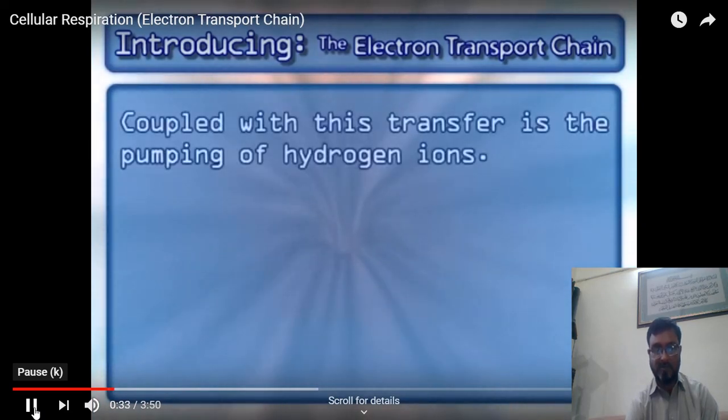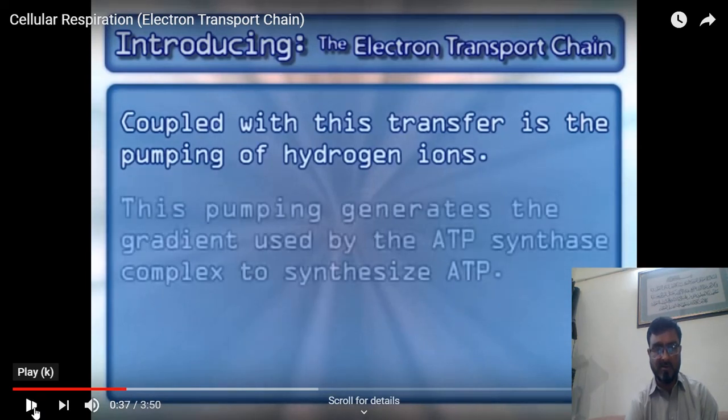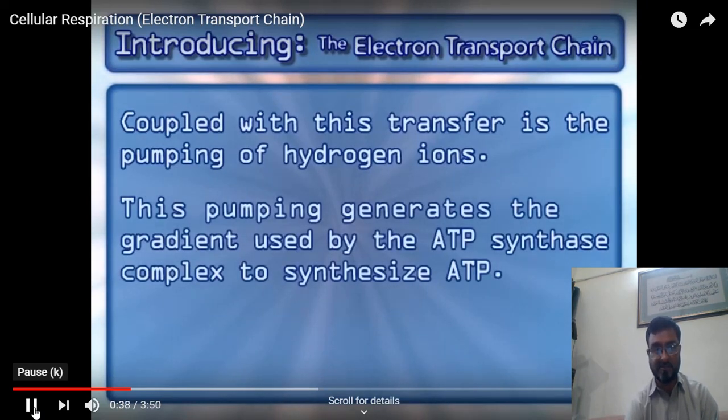Coupled with this transfer is the pumping of hydrogen ions that I have told you about earlier in the picture. This pumping generates the gradient that is used by the ATP synthase complex to synthesize ATP.